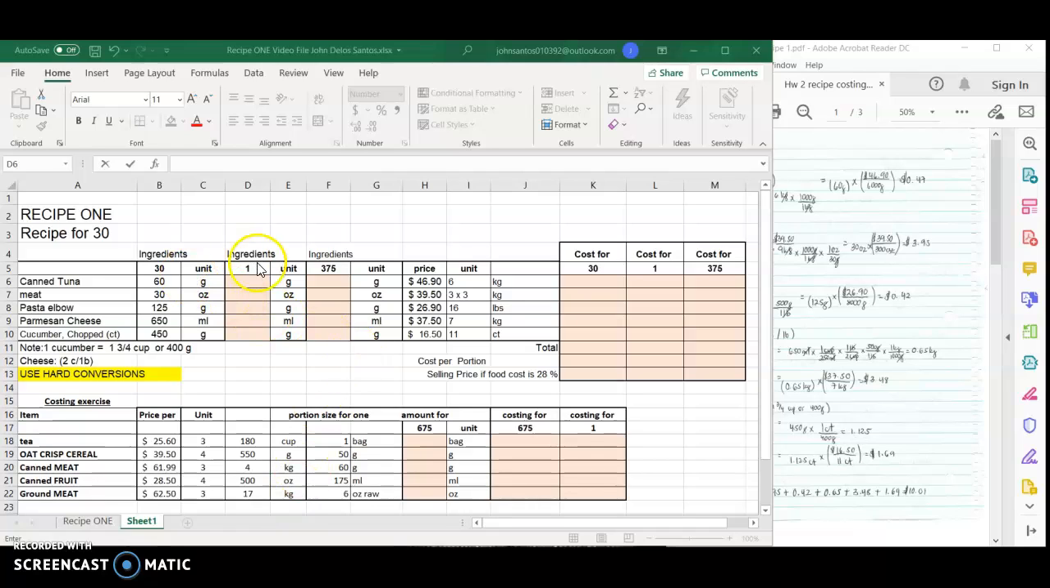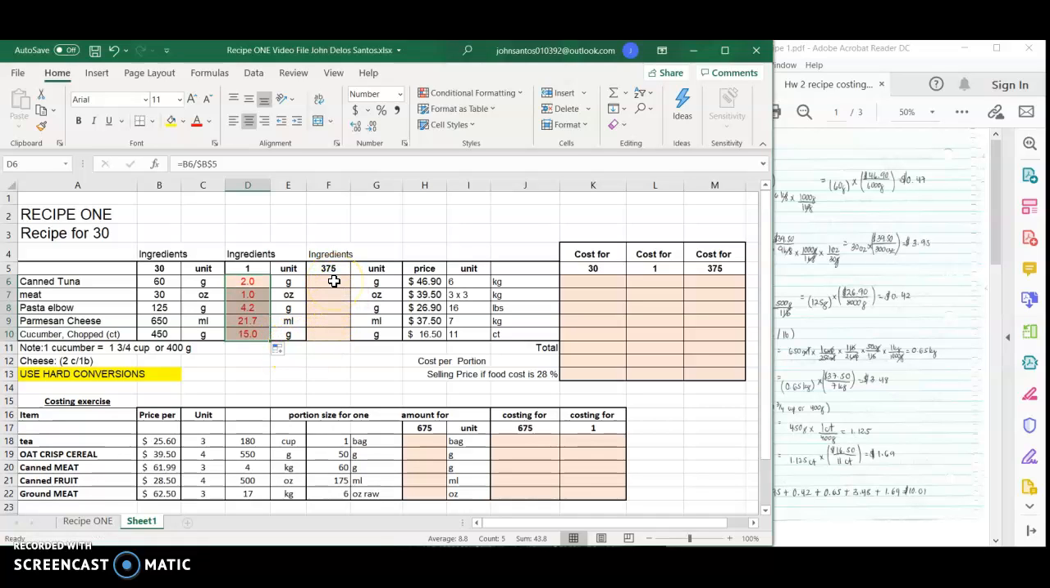So let's look for how much we will need for ingredients of 1. To find that out, we simply divide by the number of servings, which is 30, so 60 divided by 30. Make it an absolute reference because we're going to divide everything from this column by 30, and that will give us 2.0, then autofill.